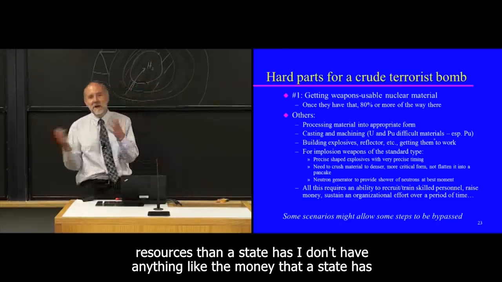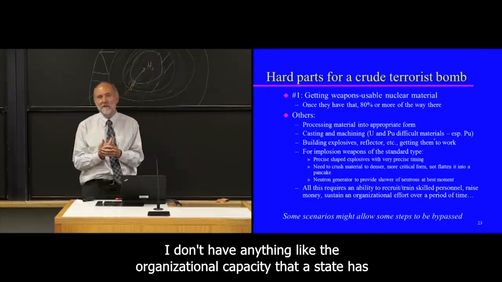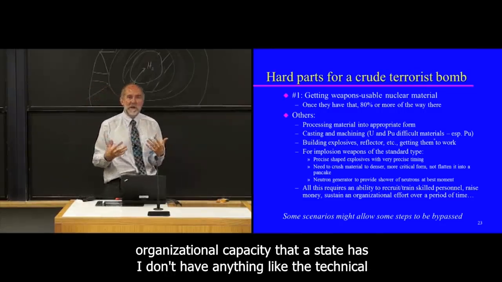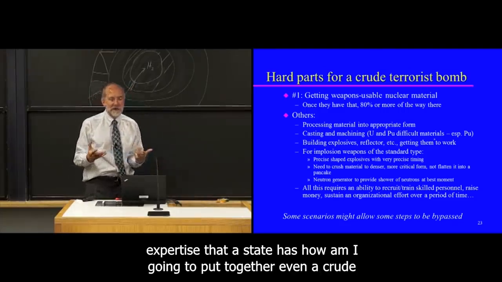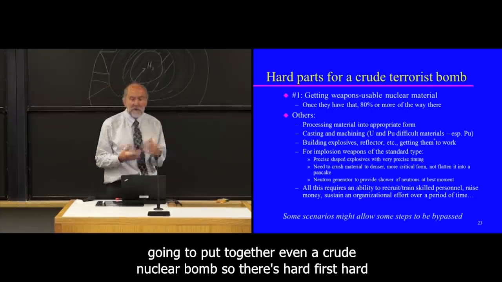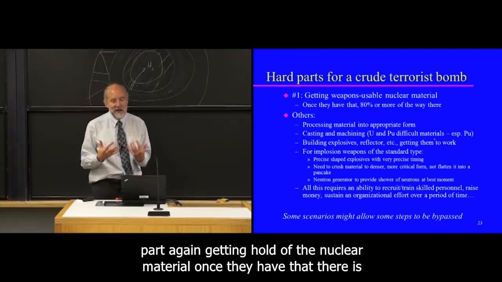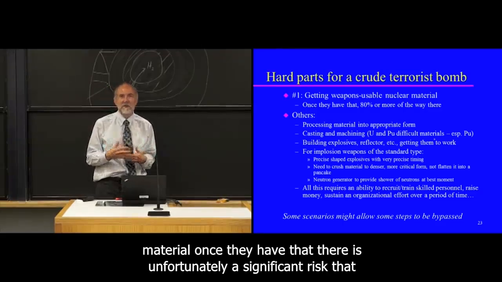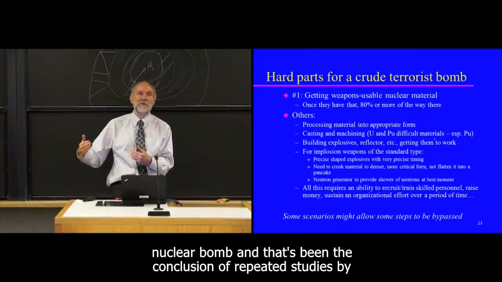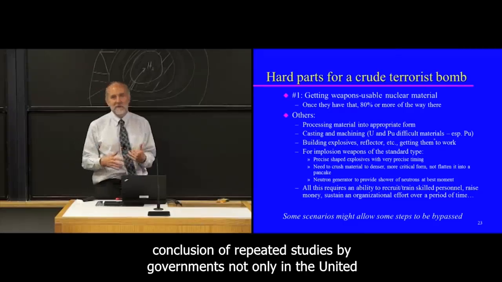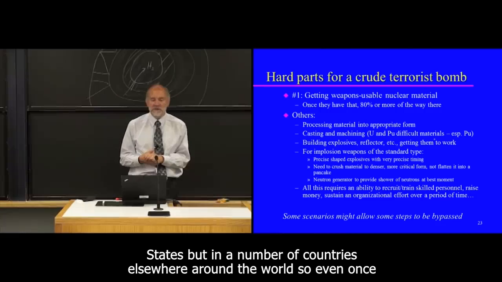All right, so suppose I'm a terrorist group and I have dramatically less resources than a state has. I don't have anything like the money that a state has. I don't have anything like the organizational capacity that a state has. I don't have anything like the technical expertise that a state has. How am I going to put together even a crude nuclear bomb? So the first hard part, again, getting hold of the nuclear material. Once they have that, there is unfortunately a significant risk that they might be able to make a crude nuclear bomb. And that's been the conclusion of repeated studies by governments, not only in the United States, but in a number of countries elsewhere around the world.